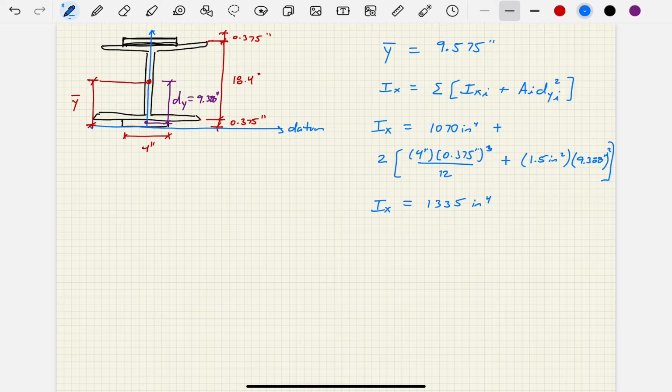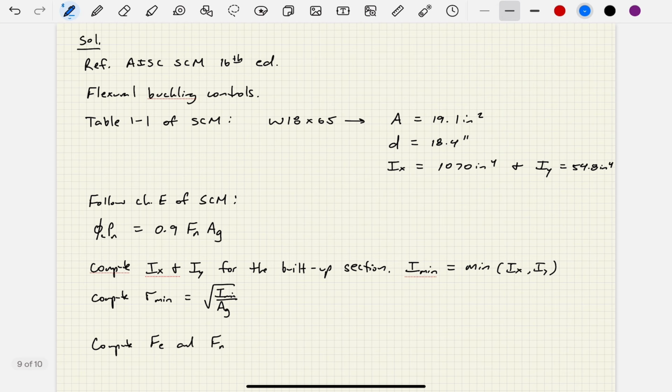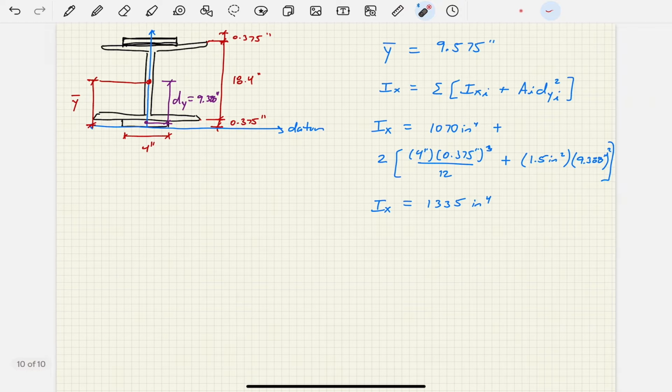Now, are we done? Well, no, we need to get I y, and we need to take the smaller of the two, okay? Well, if you recall, we got I y of just the W18 by 65. You saw that that's 54.8 inches to the fourth, way smaller than 1,070. So probably that's going to be the direction that still controls. But let's go ahead and do that work as well. So I'm going to come over here and I'm going to say, similarly, I y is going to be equal to the summation of I sub y sub i plus A sub i d sub x sub i squared.